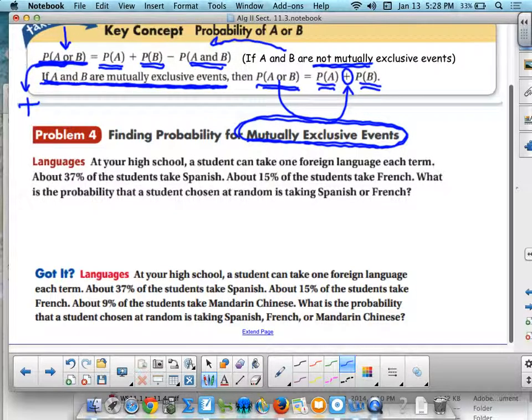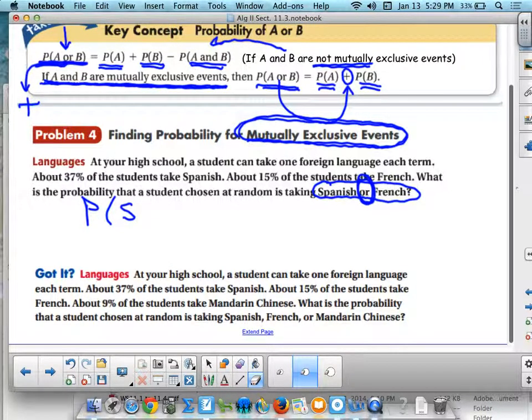Okay, so here it says, at your high school, a student can take one foreign language each term. So each semester you can take one foreign language. About 37% of the students take Spanish, 15% of the students take French. What's the probability that a student chosen at random is taking Spanish or French? The word or, that means we're going to add the probabilities. So what's the probability that they take Spanish, or what? French.